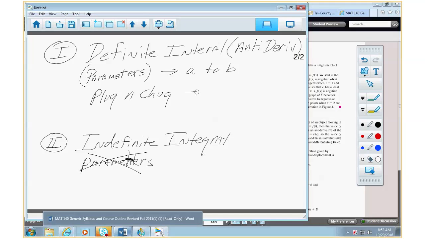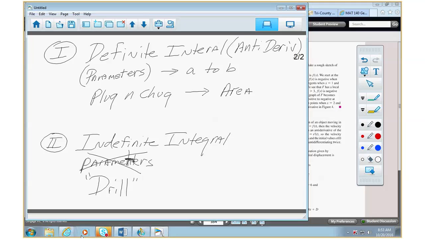And you find your what? Area. Definite integrals, I like to tell students that it's for what? Drill. And what does drill do? Or, for those of you who don't know what drill means, make this something that's in wood. It's what? Practice. Repetition.